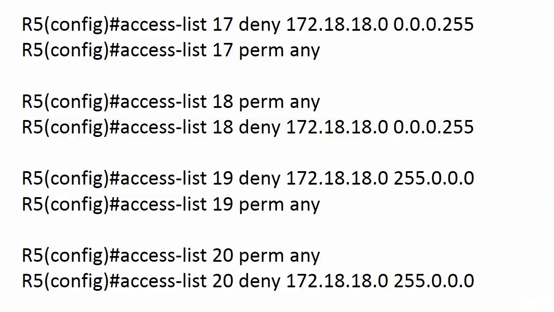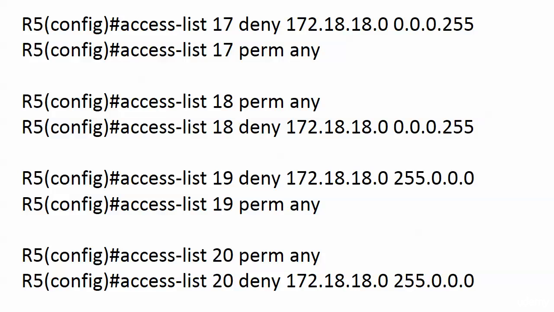Going from top to bottom, I'm kind of spoiling the surprise because the top one is the correct one. And we've got access list 17, deny 172.18.18.0, then a wildcard mask, which is saying it must match on the first three octets exactly, 172.18.18, and then the last octet, we don't care because the wildcard mask is set to 0.0.0.255. The entire fourth octet is set to ones.